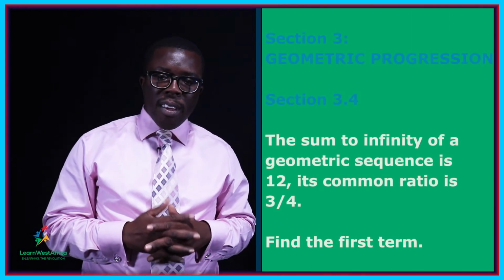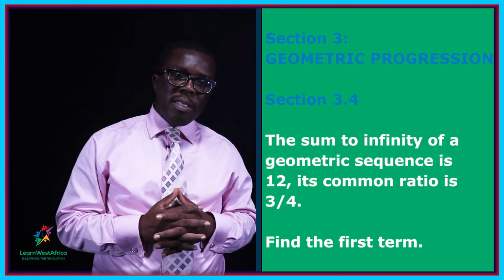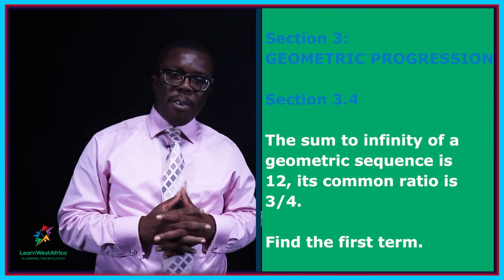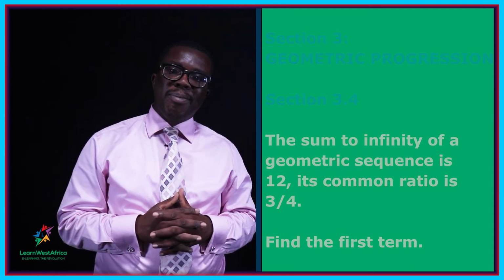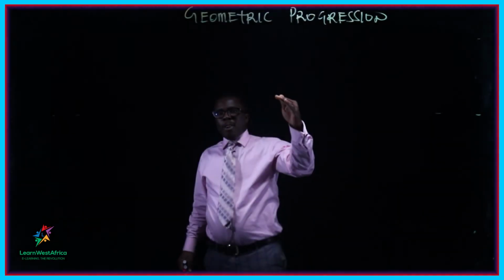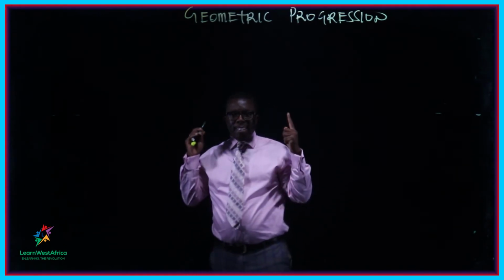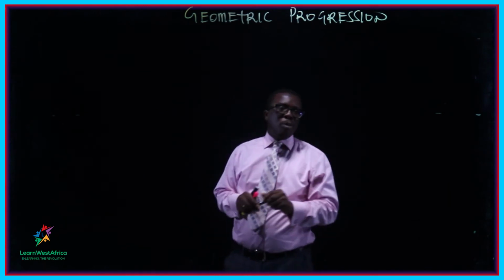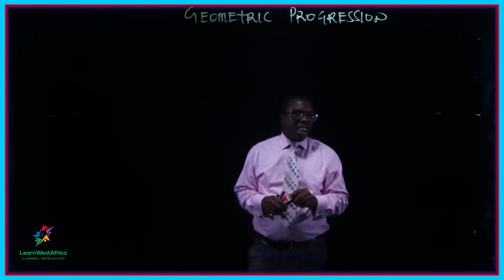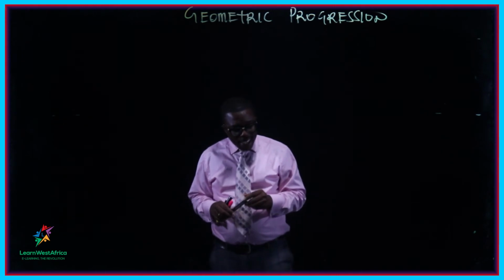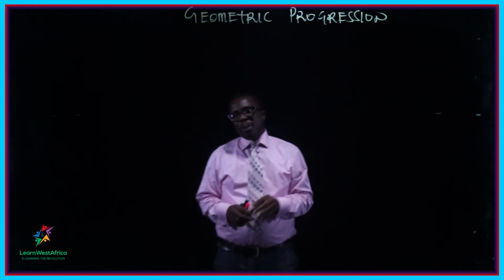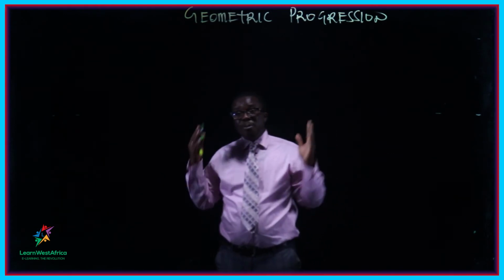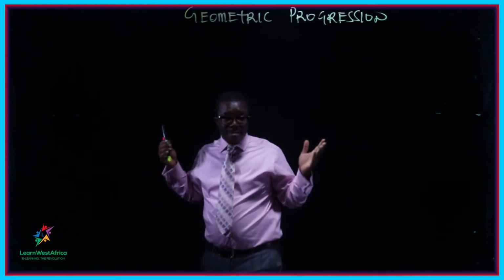Question 2. The sum to infinity of a geometric sequence is 12. Its common ratio is 3/4. Find the first term. This second question on sum to infinity plays with a bit of the usual algebra that we know, so it shouldn't be difficult for us to work on. It says that the sum to infinity of a geometric progression is 12, and the common ratio is 3/4. Find the first term. Very easy.